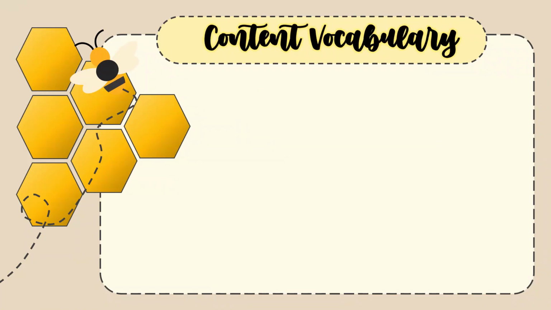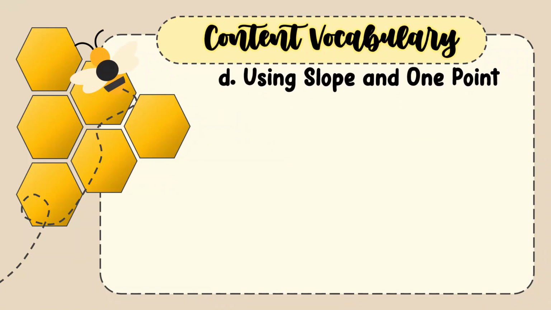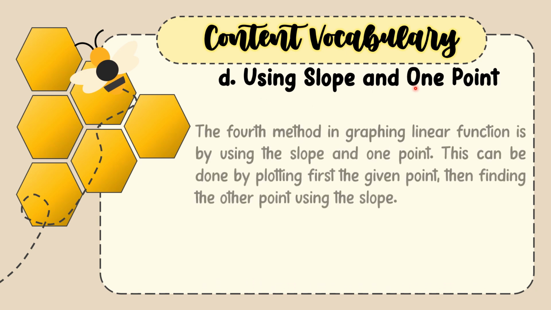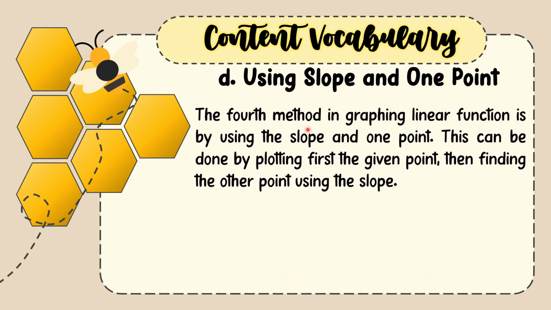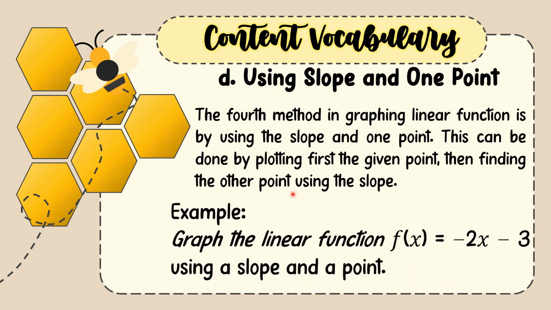Now let's proceed to the fourth method, which is about using slope and 1 point. The fourth method in graphing linear function is by using the slope and 1 point. This can be done by plotting first the given point, then finding the other point using the slope. So let's have the example. Graph the linear function f of x is equal to negative 2x minus 3 using a slope and a point. Now, how will you graph this one? Using a slope and a point.